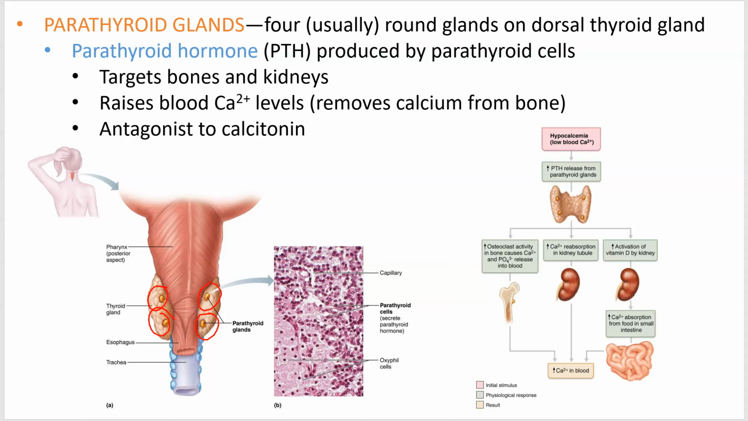This hormone targets your bones and your kidneys, and the bone thing is the one that we are most familiar with. It's going to raise blood calcium levels. Now, how do you raise blood calcium levels? Well, you need the calcium from somewhere, and you're gonna take it from your bones.